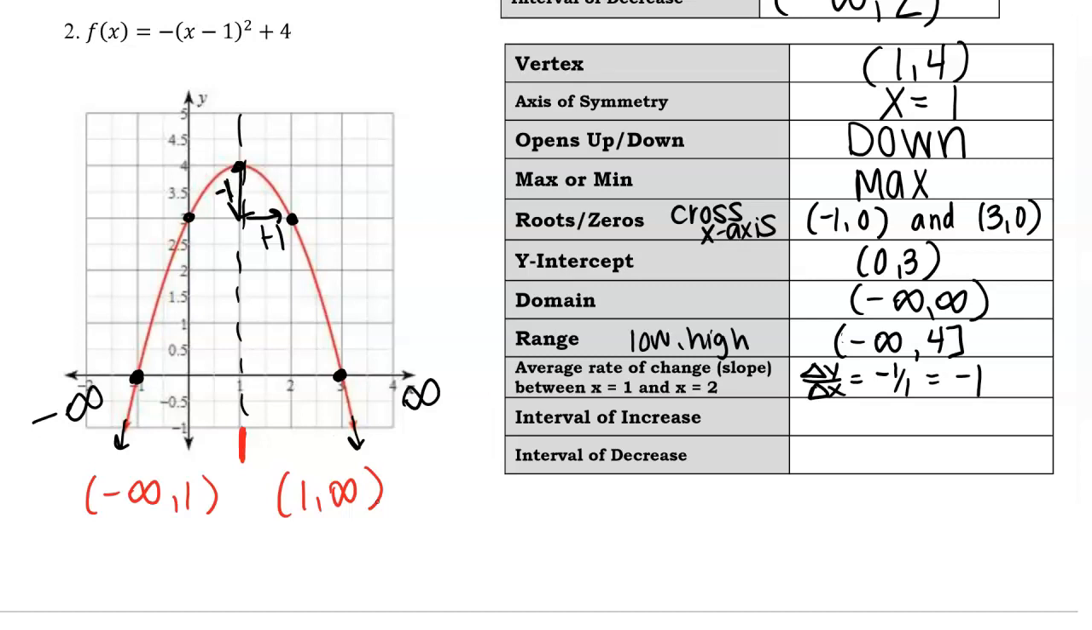If we look at the graph from the left to the right, this side is going up, increasing. This side is going down, decreasing. So our interval of increase would be negative infinity to 1, and decrease would be 1 to infinity.